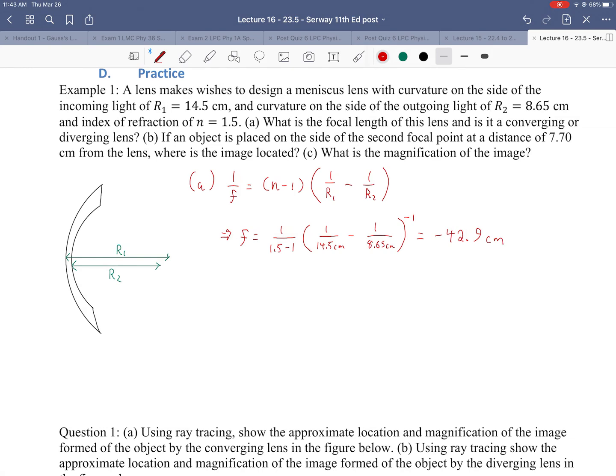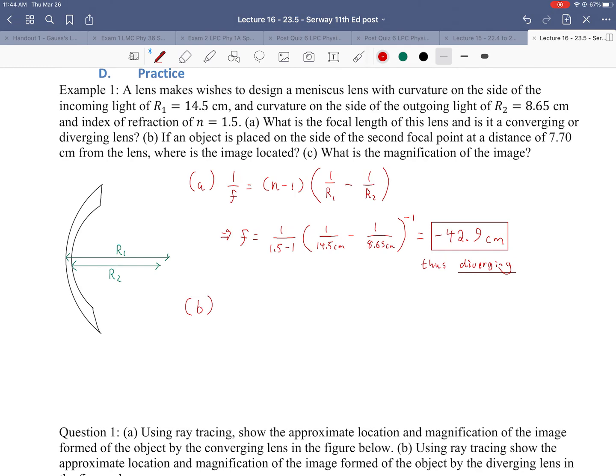Okay? And the negative tells me it's a diverging lens. Because it can't be a positive lens and have a negative focal length. But we kind of knew it was going to be a diverging lens because if we look, it's thinner at the middle and thicker at the ends. So it meets the always true criteria of what a diverging lens looks like. If it's thinner in the middle, that has to be a diverging lens. Okay, so now we're going to use that diverging lens for parts B and C.